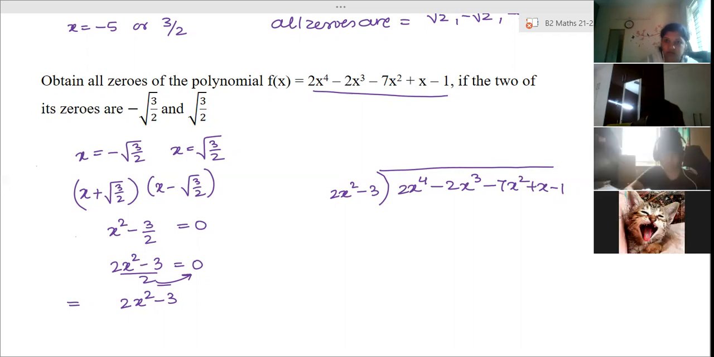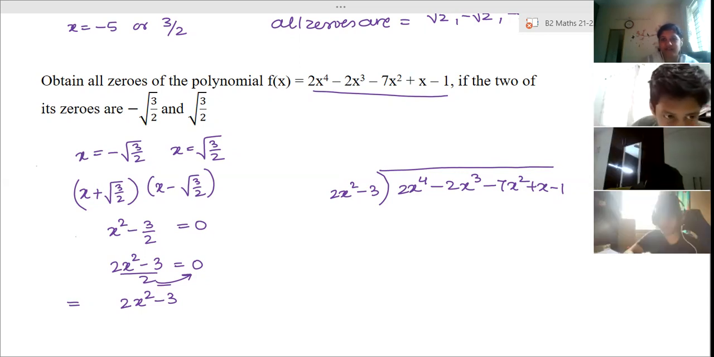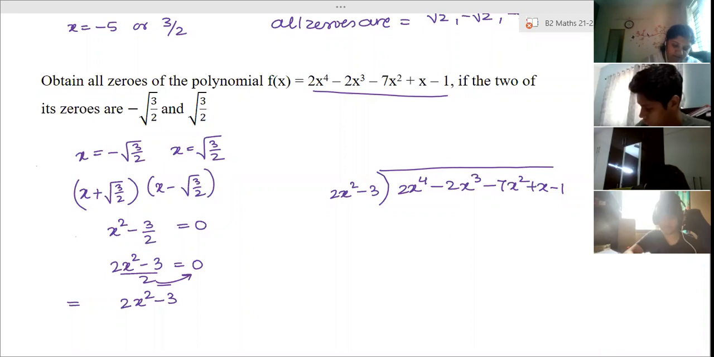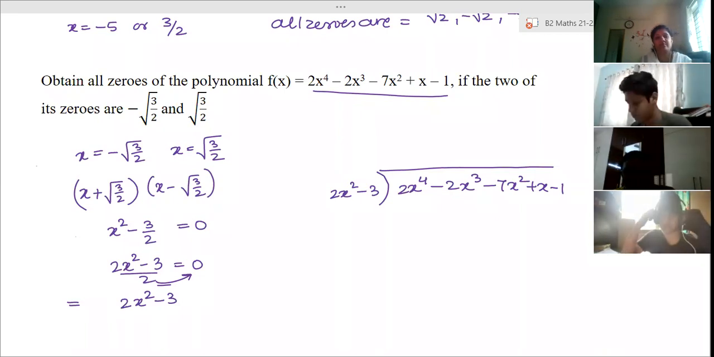Ma'am, can you please do the division for me because I'm getting a remainder. Yes, me too. I did it twice, but I'm still getting a remainder. Ma'am, even I'm getting a remainder, so can you please do the division part? Check whether the question is right or wrong. I'm getting the remainder minus 2x minus 7. One second. Check the question.